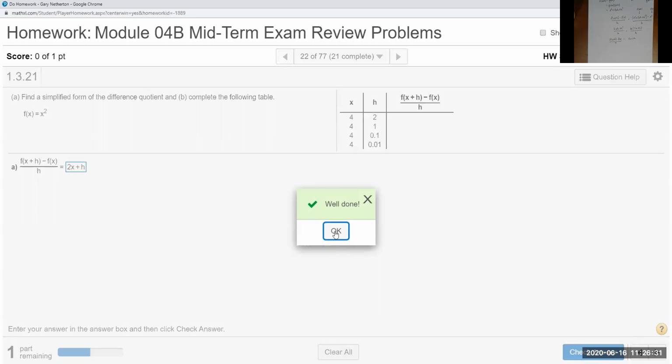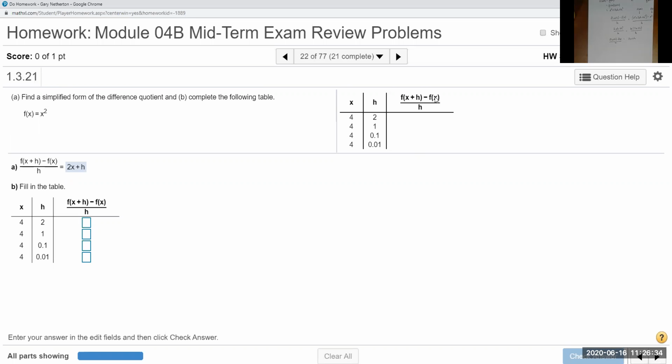Okay, so that first step was taking this function and calculating the difference quotient. Now, what we're going to do is fill in this table. Of course, this last column is the difference quotient, which is this little equation here. So I'm going to take 2x plus h and calculate it for each of these right here. So let me write down that information, and then we'll do it in a minute.